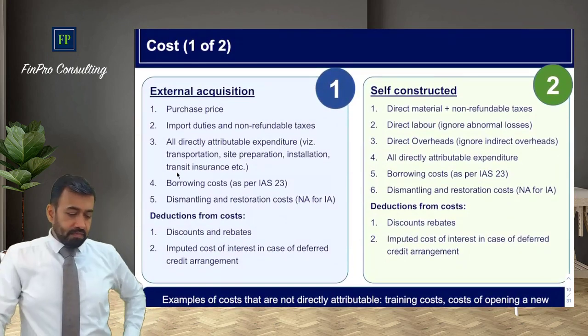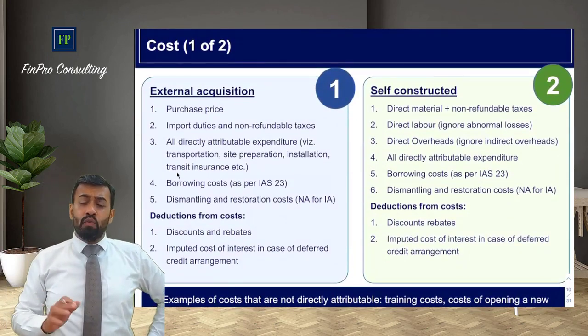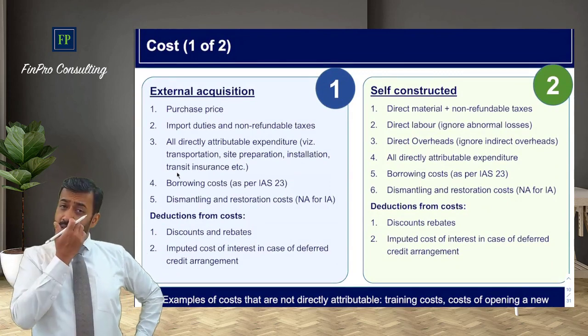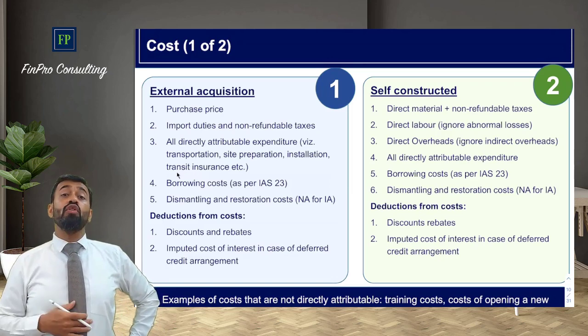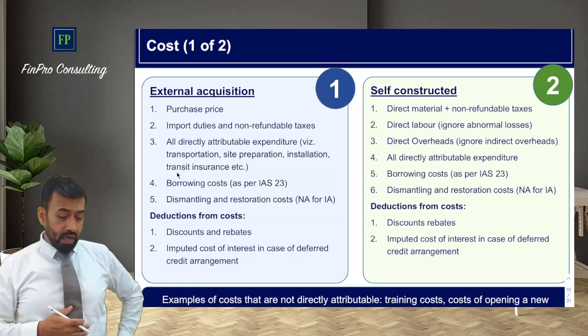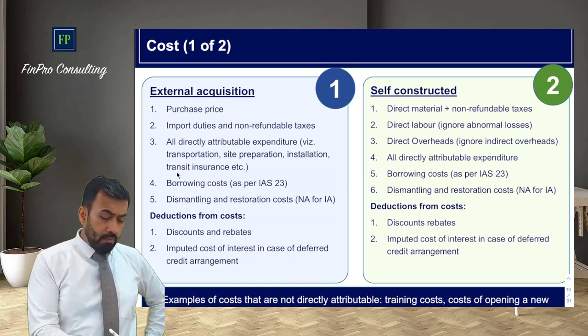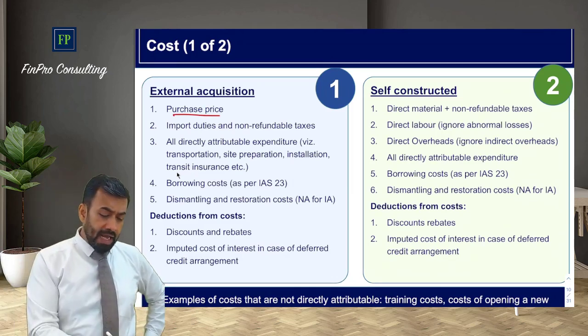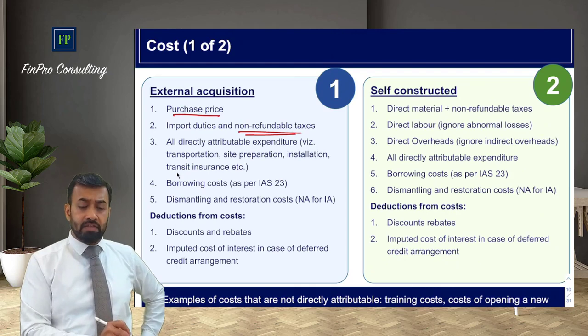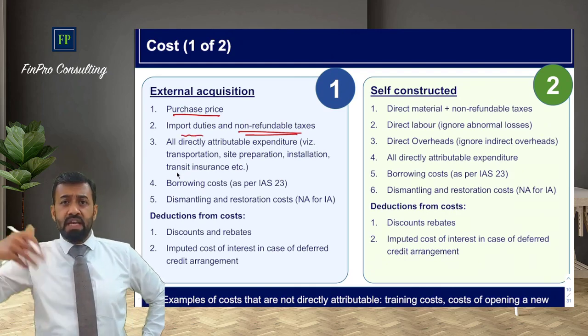Number 1, external acquisition or purchase. If I purchased it externally, then what all things can be capitalized and what could not be capitalized, we will quickly see here. Number 1, purchase price. Of course, the purchase price along with the non-refundable taxes, including import duties if it is being imported.